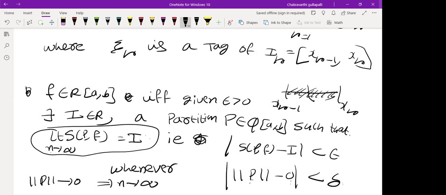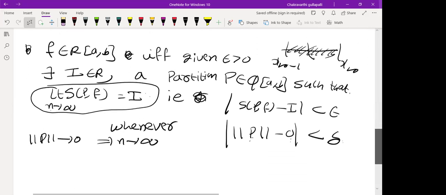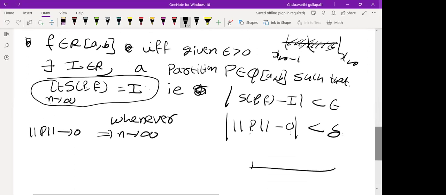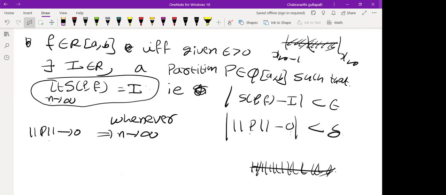As the number of partitions becomes more, the width decreases. What is the norm of P? The length of the interval, that is, the maximum of the deltas. So n denotes the number of partitions. As you increase the number of partitions, the width automatically decreases. This width decreasing means the norm of P decreases, and decreasing means it becomes very, very small.